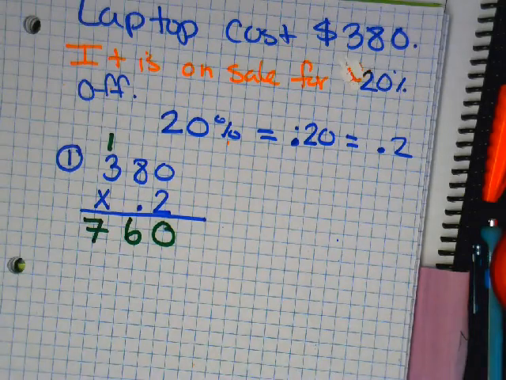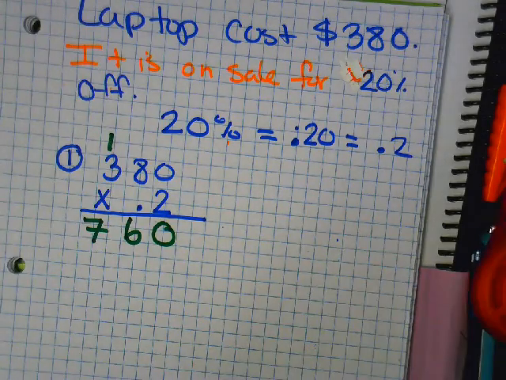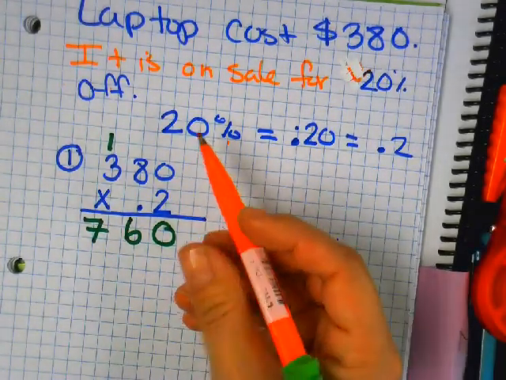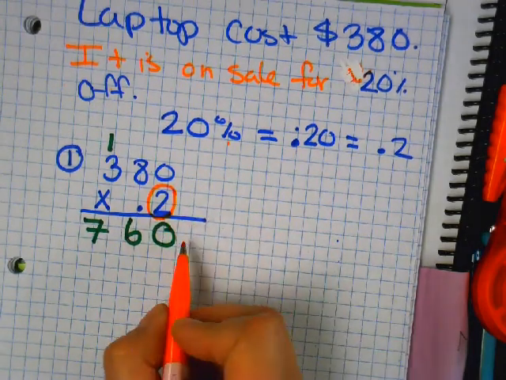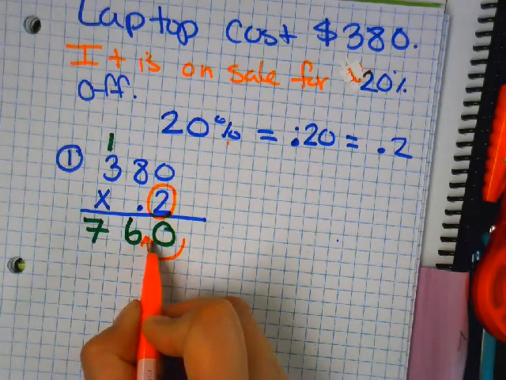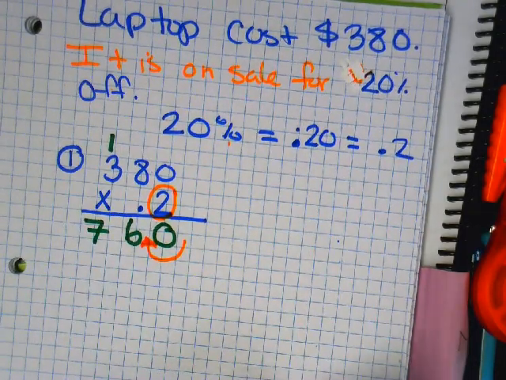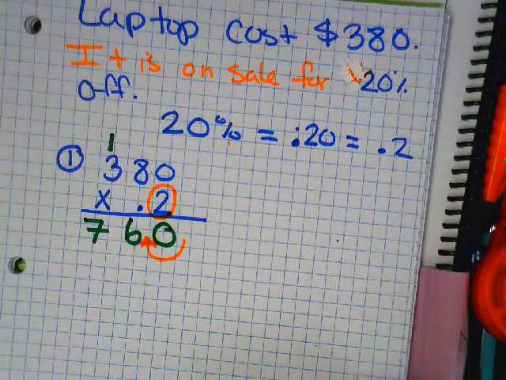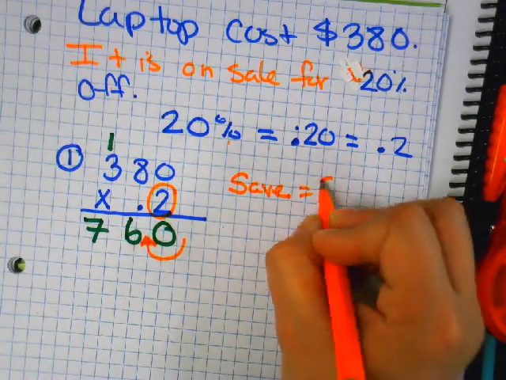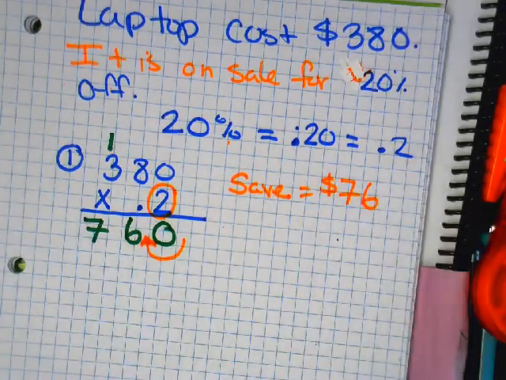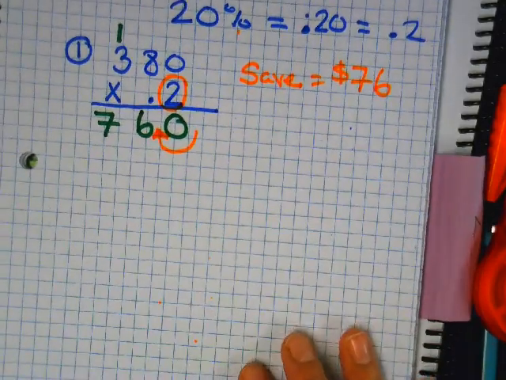Am I going to save $760? No. What am I forgetting to do? The decimal. You move it. So how many numbers are after the decimal? 1. So how many times do I move the decimal? 1. I know it looks like we're bringing it down, but it's technically not bringing it down. How much money is this? $76. So we're going to save $76. Yay! We're saving $76.